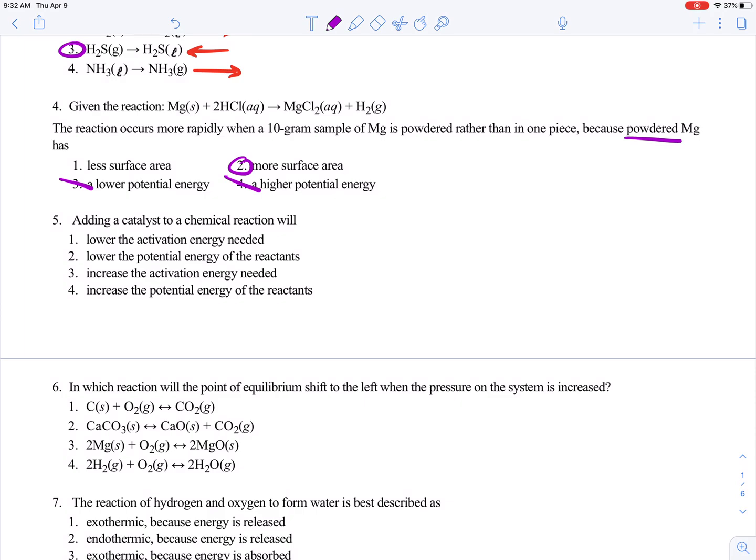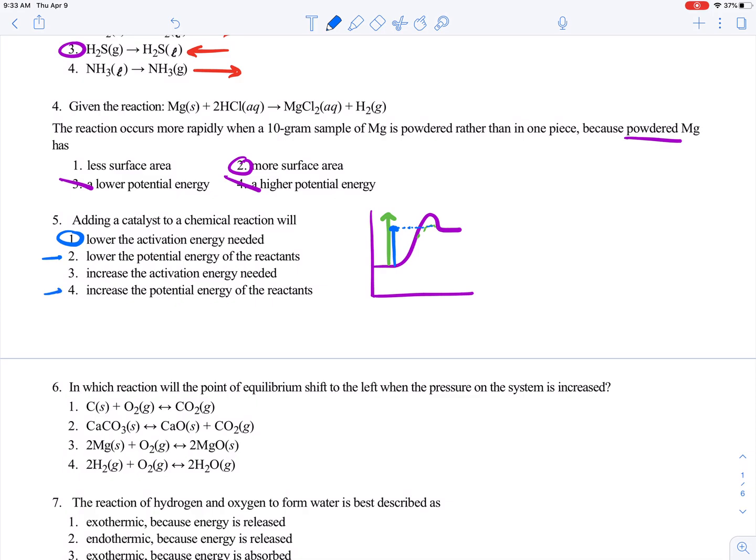Number 5, adding a catalyst to a reaction will do what? If you think about a catalyst in terms of what it does in a potential energy diagram, a catalyst will give it a shortcut. The original amount of energy needed to get the reaction started is that green arrow that I just drew. That's the original activation energy. If I add a catalyst, instead of having to go all the way to the top of the hill, I just have to go to the top of where the catalyst energy is. So it lowers the amount of activation energy that's needed.